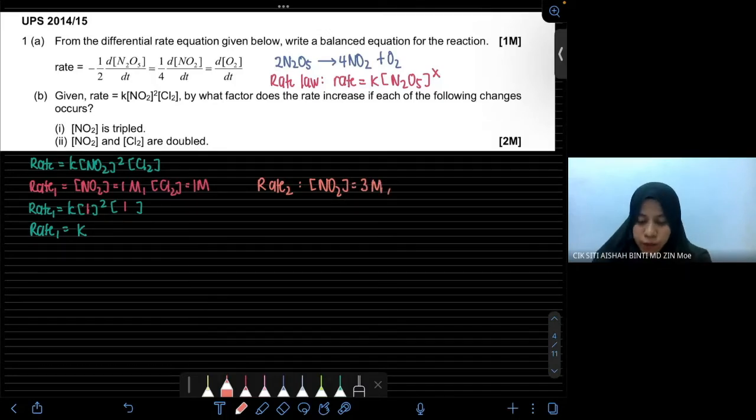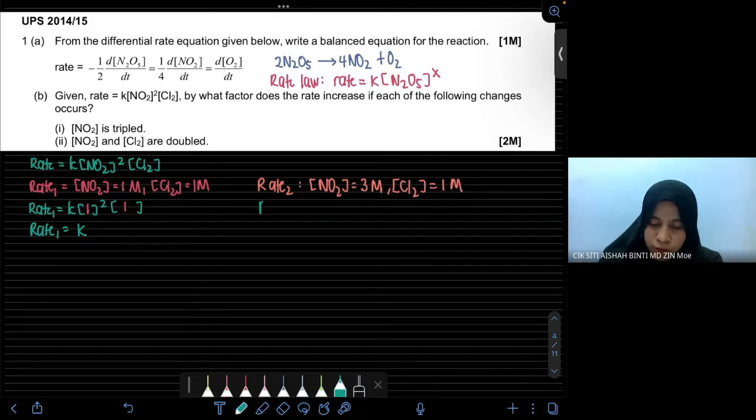Okay. But what happened to the concentration of Cl2? For Cl2, concentration dia remain the same. So Cl2 is equal to 1 molar. Okay, so from here, what should we write down next? Kalau rate tu, kita akan dapat K and then concentration of NO2 sekarang ni bukan lagi 1 molar, sebab the question wants the concentration of NO2 to be triple. So write down lah 3 molar here.